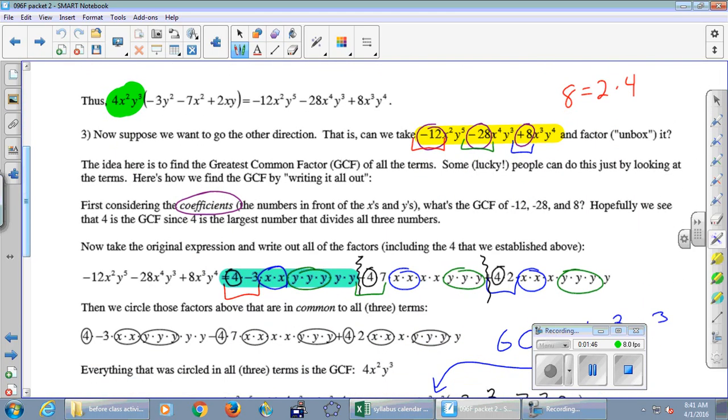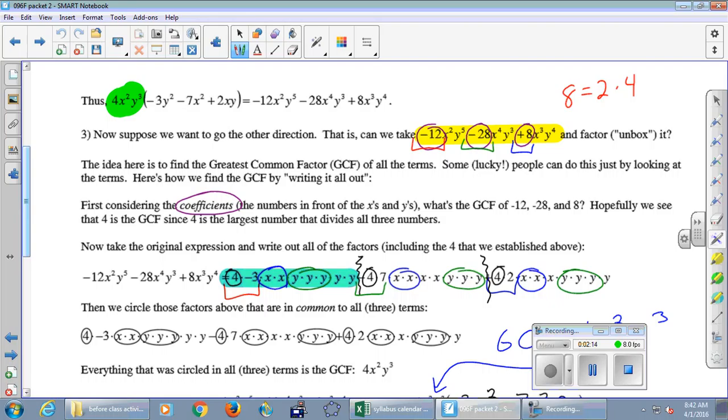We were given the thing in yellow, this yellow highlighted thing here, and we were trying to factor out the greatest common factor. And so what we needed to do is figure out what that greatest common factor is. And we had this long process that we wrote out that is not mandatory, but it's a process you could always follow, where we looked at the numbers, the -12, -28, and 8.